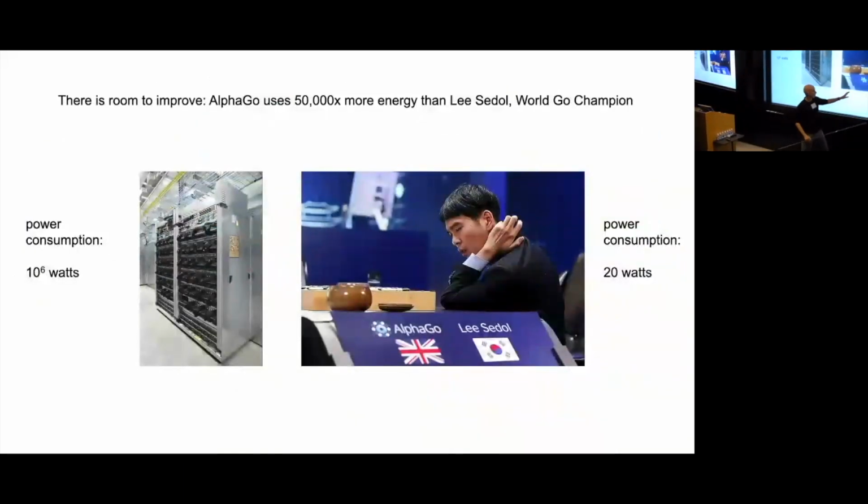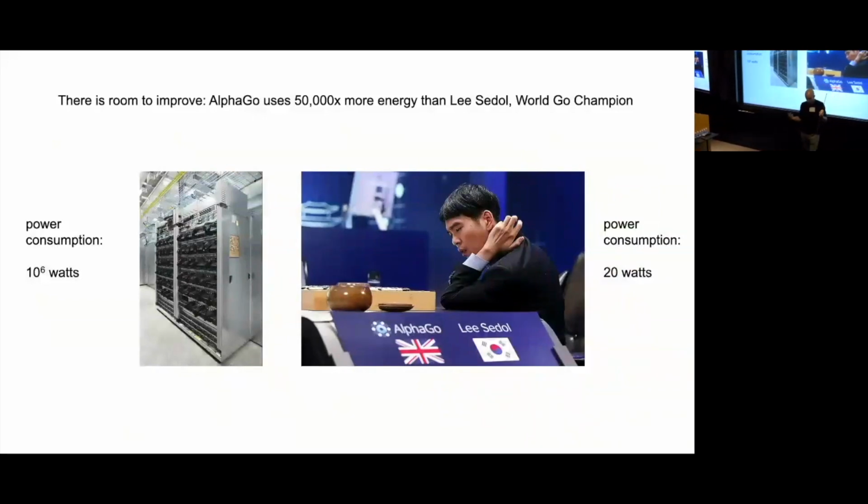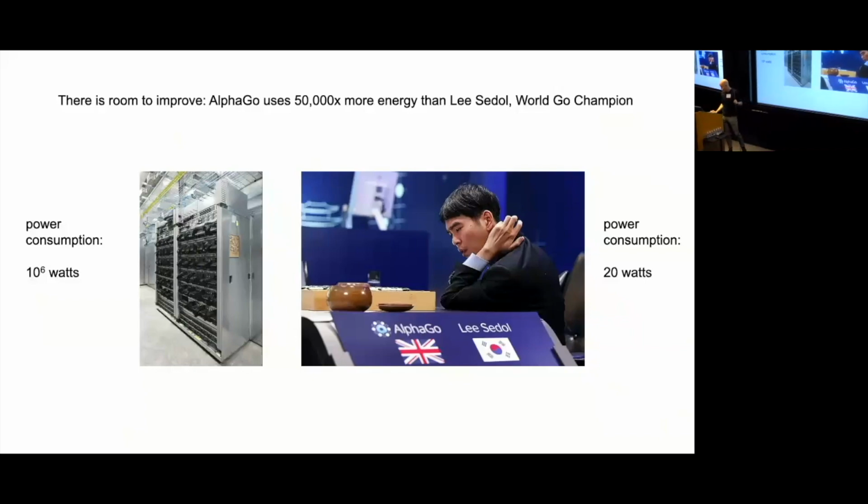So here's the world Go champion. He beat AlphaGo a few times before it got improved. Okay, with 20 watts of power, AlphaGo was running on a megawatt. Okay, so there's definitely improvement that can be made.